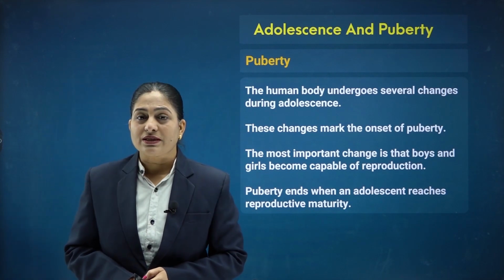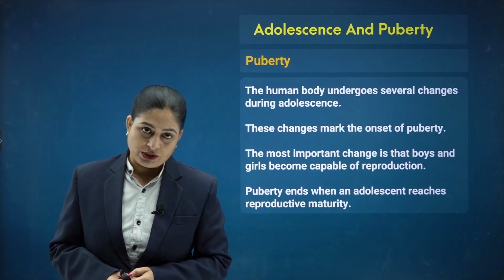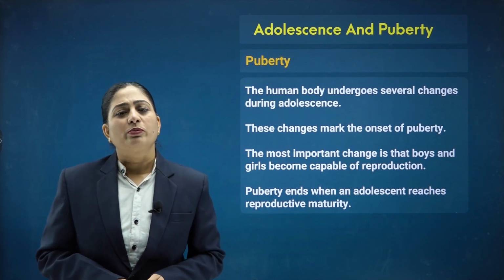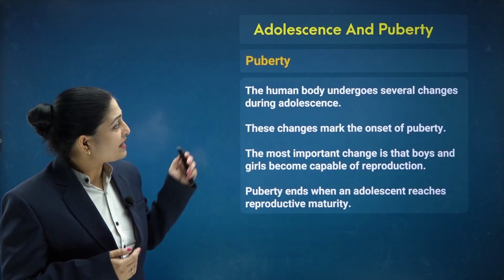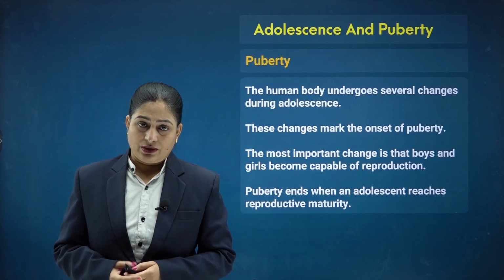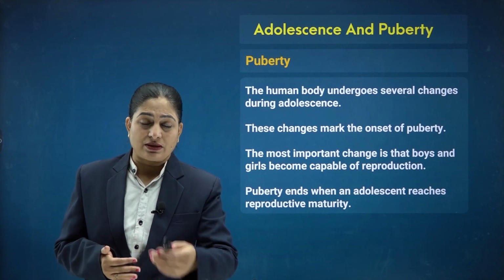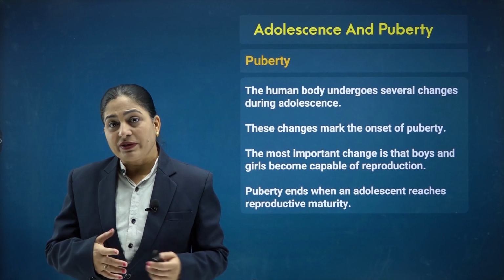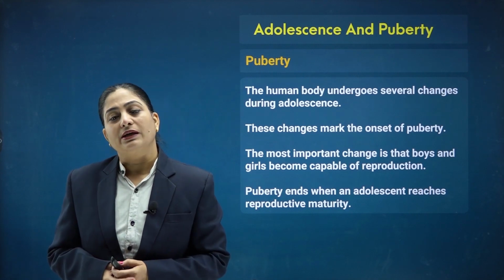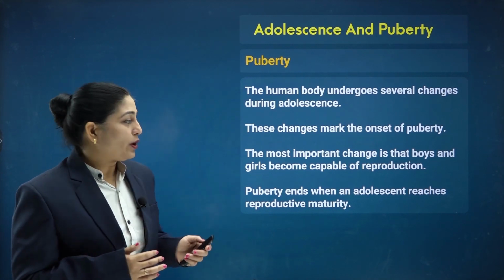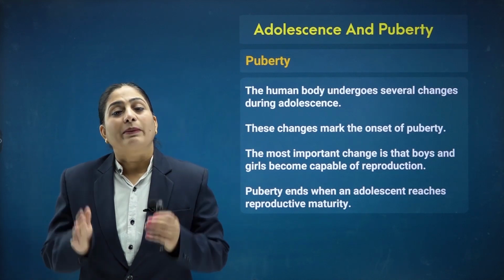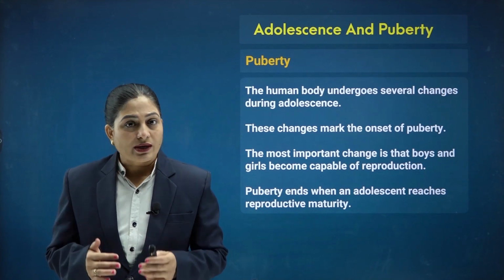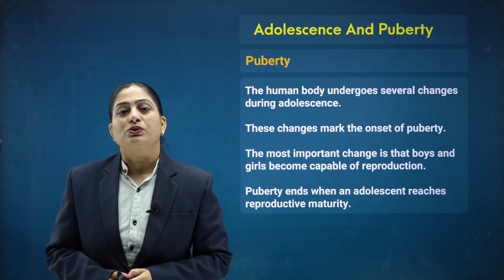As we have discussed adolescence and so many changes, now we'll talk about puberty. The human body undergoes several changes during adolescence. These changes mark the onset of puberty, which means the puberty has started. The most important change is that boys and girls become capable of reproduction. That means they are ready for reproduction. Their body is now able to reproduce.